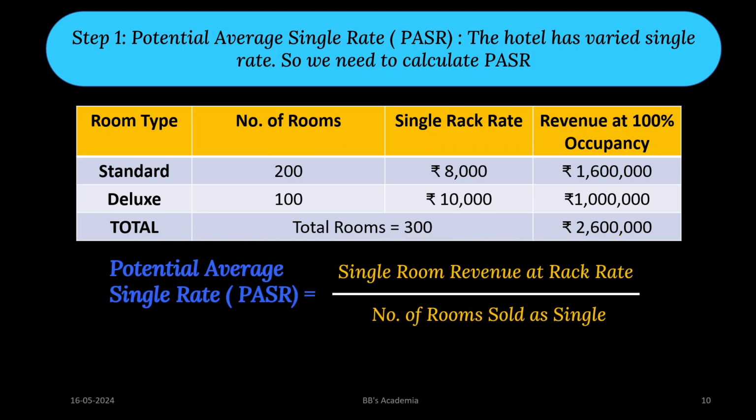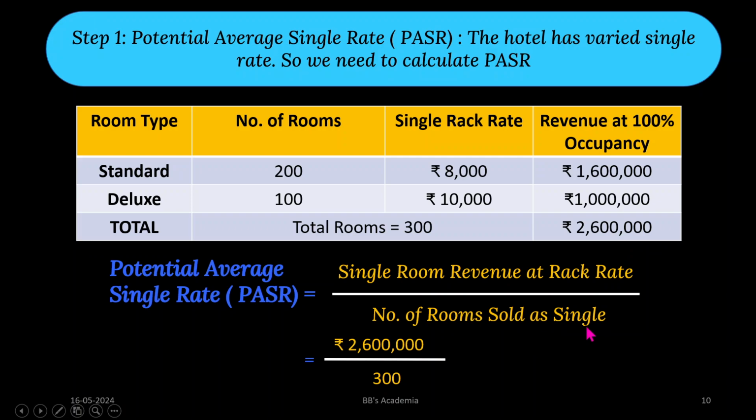Now how to calculate this potential average single rate or PASR? Already you have given the formula. The formula is also visible out here. You can see single room revenue at rack rate, number of rooms sold as single. In this case, the figure is what? Single room revenue at rack rate. We are having two types of rooms. We consider a single room sold with their rack rate, and this is the total potential revenue.